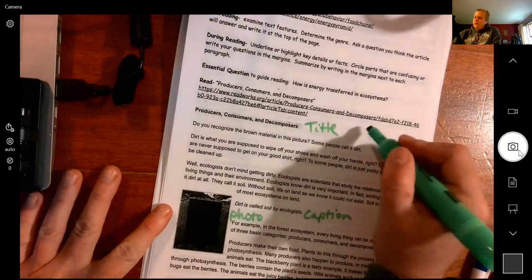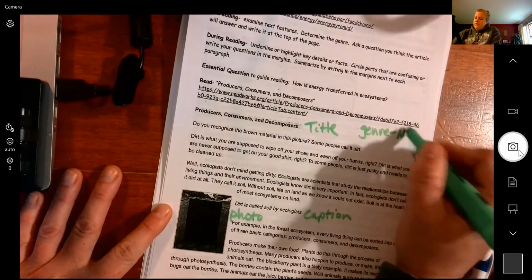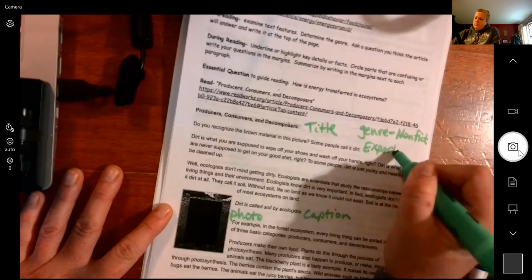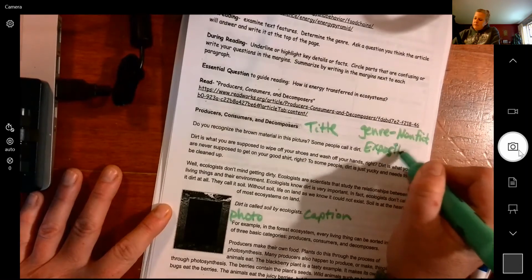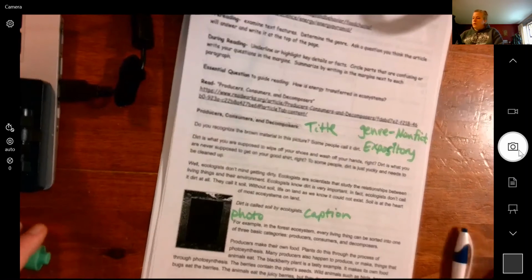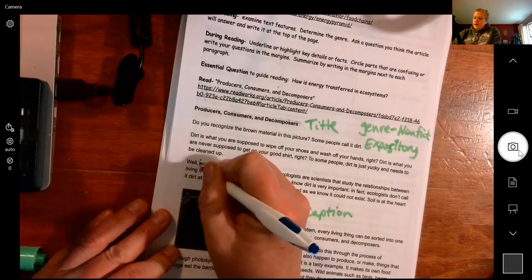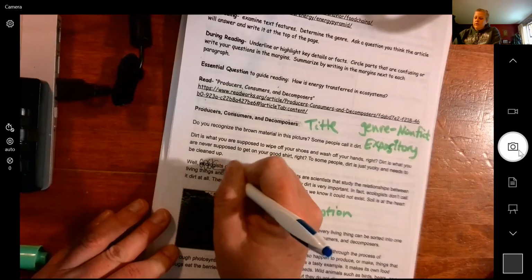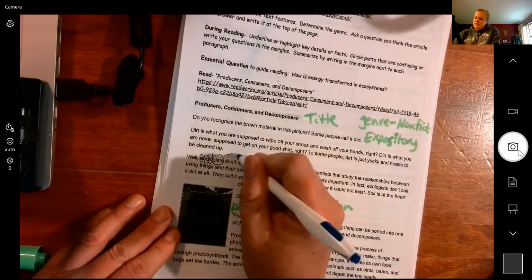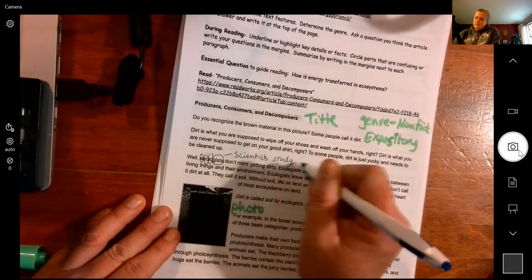And what's our genre? Nonfiction and expository or informational. All right, then we're going to go through and see if we have any good words we need to break up. I'm just going to flip through. Oh, ecologist. And these are just scientists that study ecosystems.